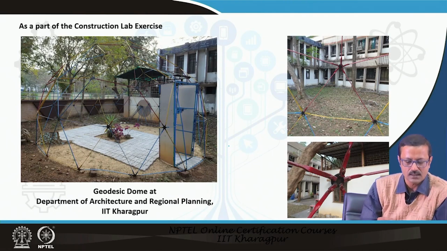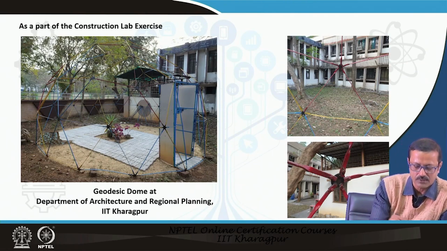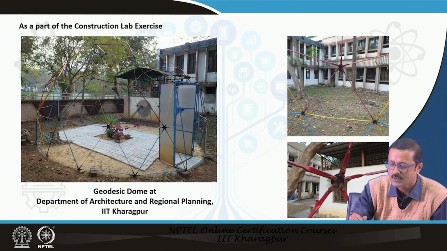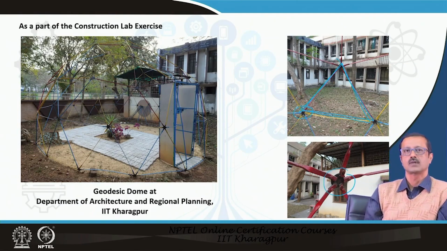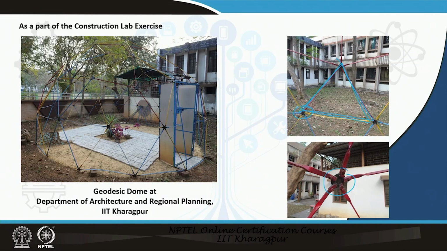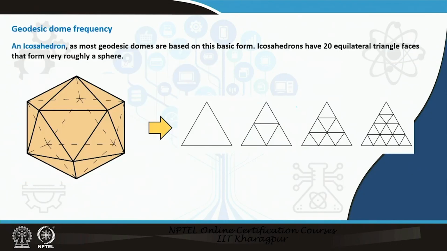So you see, this is the dome created by spherical triangles, the geodesic dome, and this is one unit of the triangle. This is how they are fixed with connections, with bolts also. Now this geodesic dome has some kind of frequency also. It is very interesting to know what the frequency is.